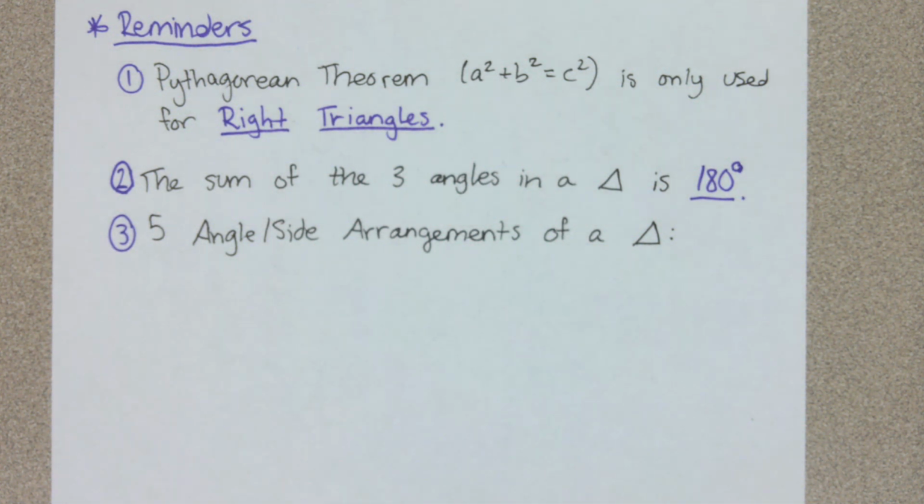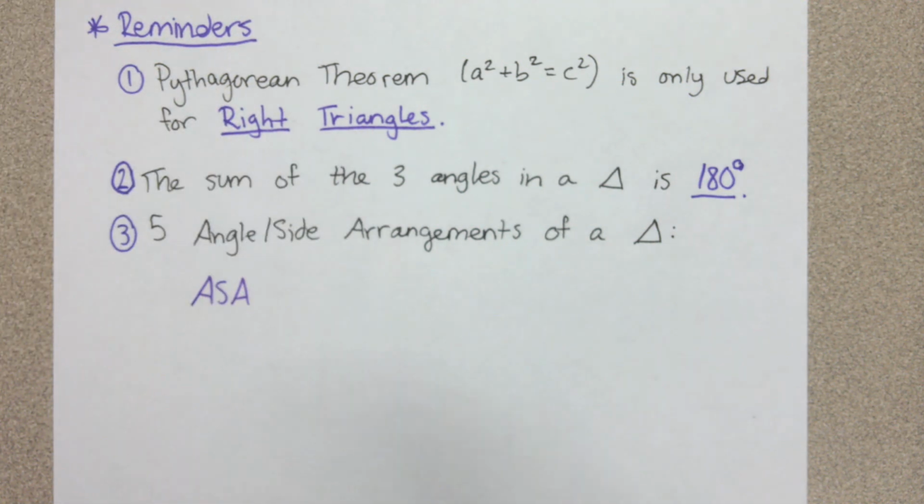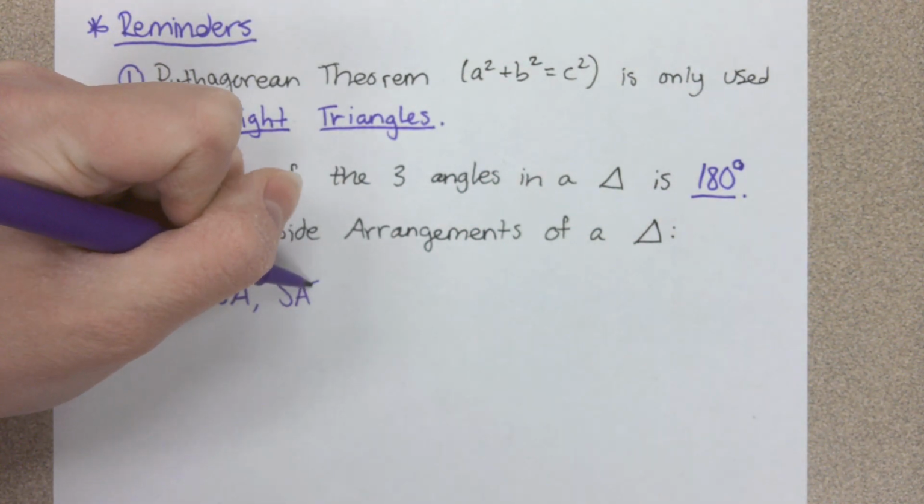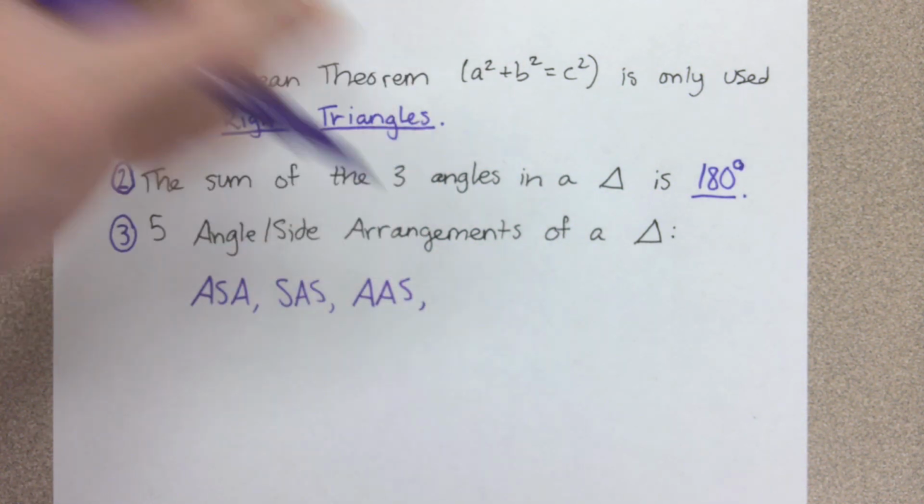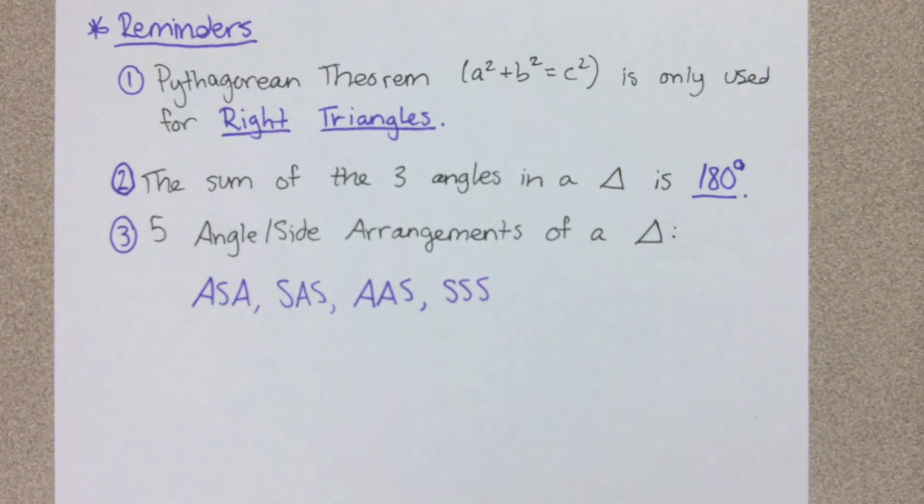And these were a series of acronyms. So you learned 4 of them. There is a 5th one that we're going to talk about in here. First we have ASA, angle, side, angle. SAS, side, angle, side. AAS, angle, angle, side. SSS, all 3 sides.